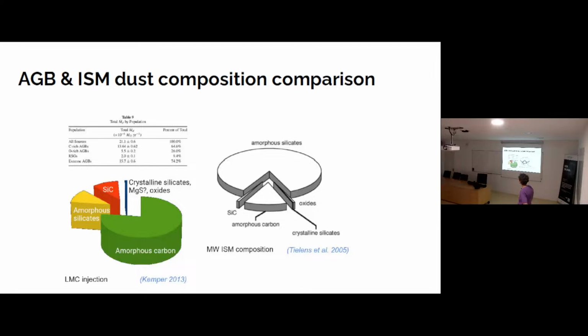However, the interstellar extinction curve in the LMC is very similar to the one in the Milky Way. So we think that the interstellar dust reservoir looks very similar to the interstellar dust reservoir in the Milky Way, and that one is dominated by amorphous silicates. So this is another line of evidence that seems to indicate that AGB stars are not solely responsible for the interstellar dust mass, the dust reservoir.